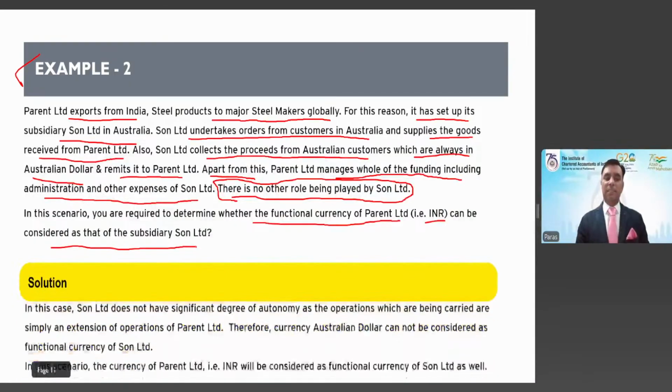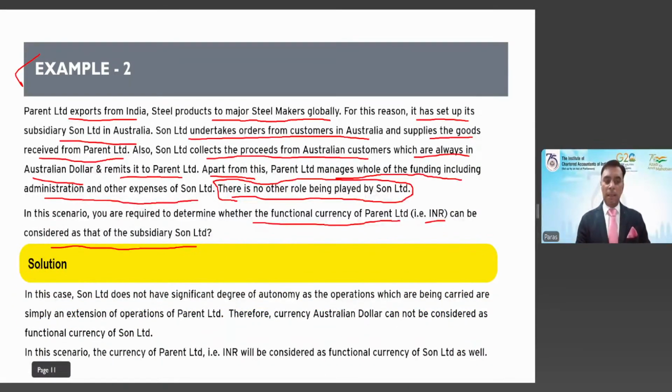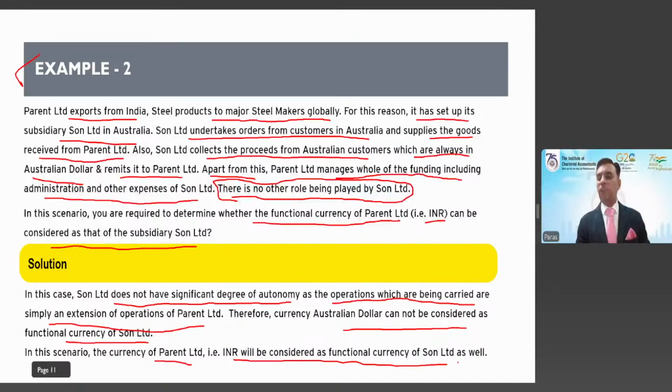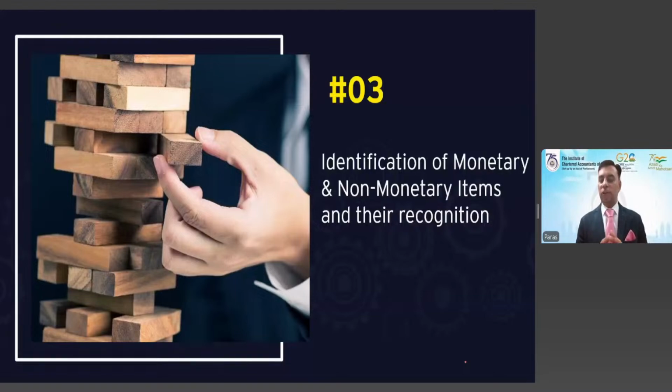So, answer is yes. Let's read the solution. It says, in this case, Sun Limited does not have significant degree of autonomy, as operations which are being carried out are simply an extension of operations of parent limited. Therefore, currency Australian dollar cannot be considered as functional currency of Sun Limited. In this scenario, currency of parent limited, that is INR, will be considered as the functional currency of Sun Limited as well. I hope this question is clear to you.